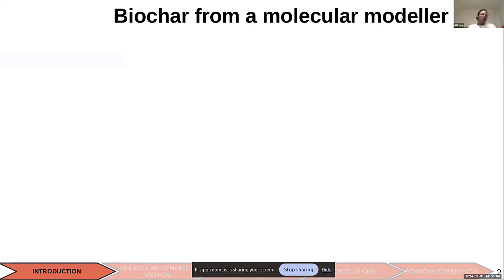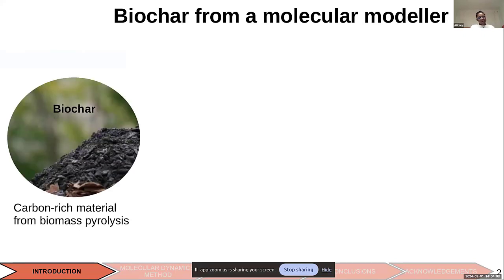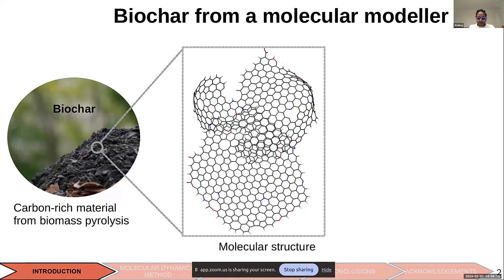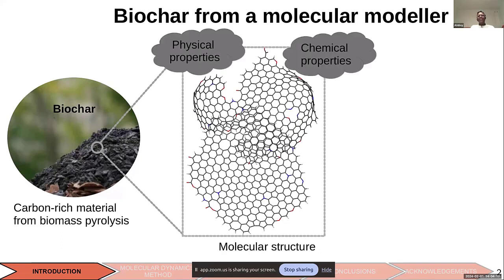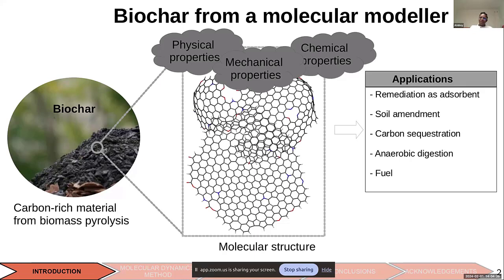But I want to talk more about what biochar is from a modeling perspective. What we know as biochar is a carbon-rich material, but at the molecular level we know it to be a structured material. It is this structure that's responsible for its chemical, physical, and mechanical properties, which makes biochar useful in applications like remediation, absorption of pollutants, soil amendment, carbon sequestration, and a plethora of many other applications.